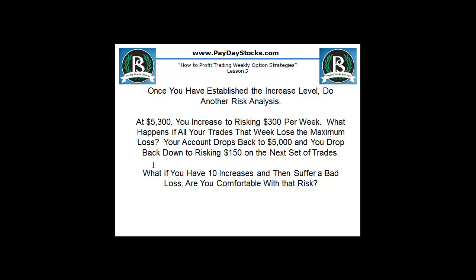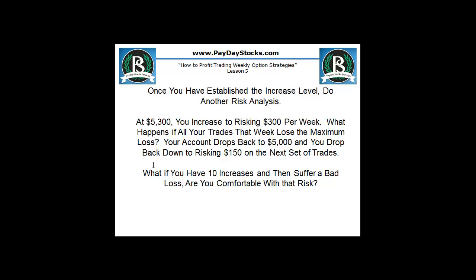Okay, so then what if you have 10 increases and then suffer a bad loss? Are you comfortable with that risk? Okay, so let's say you've made 10 increases. You're now trading 10 spreads per trade. Your account grows from $5,000 to $18,500. So above $18,500, you're making 10 spreads per trade.